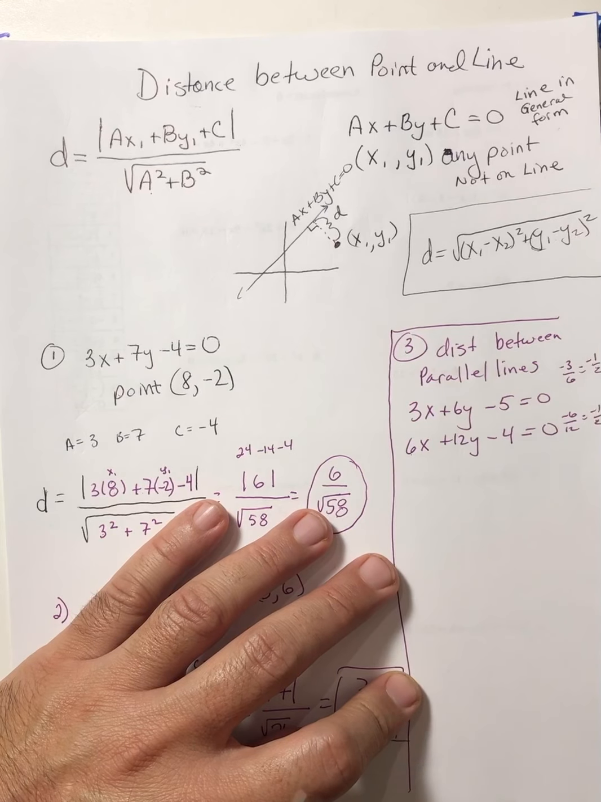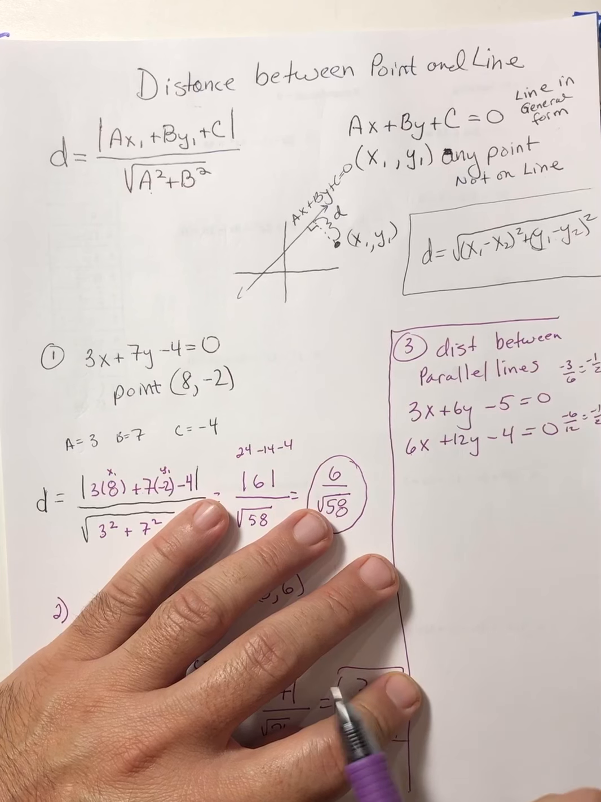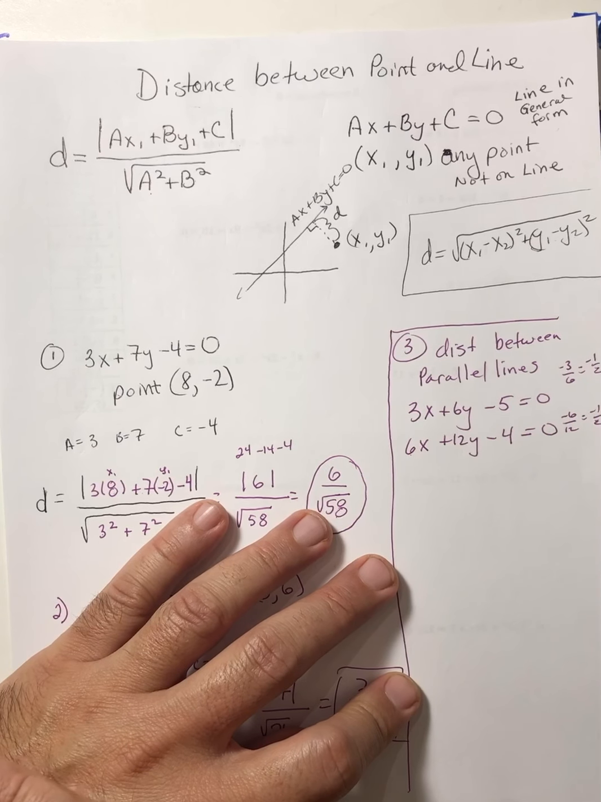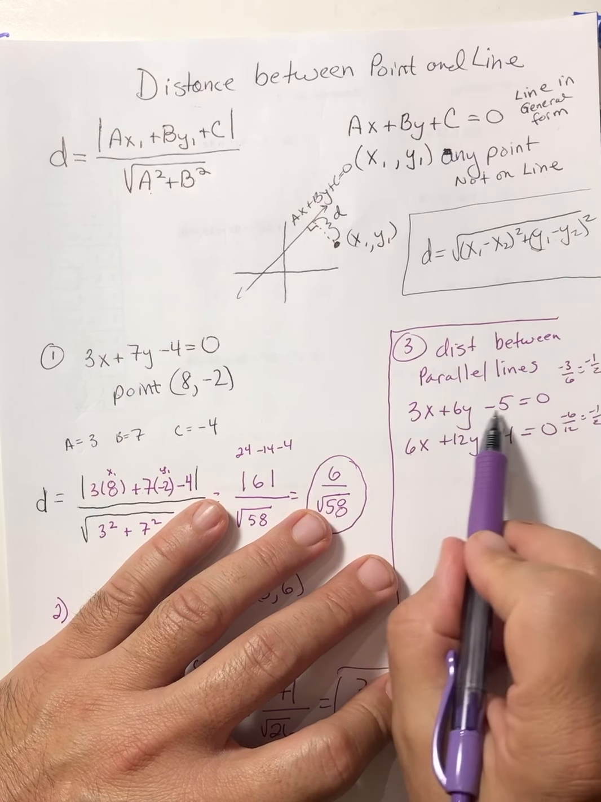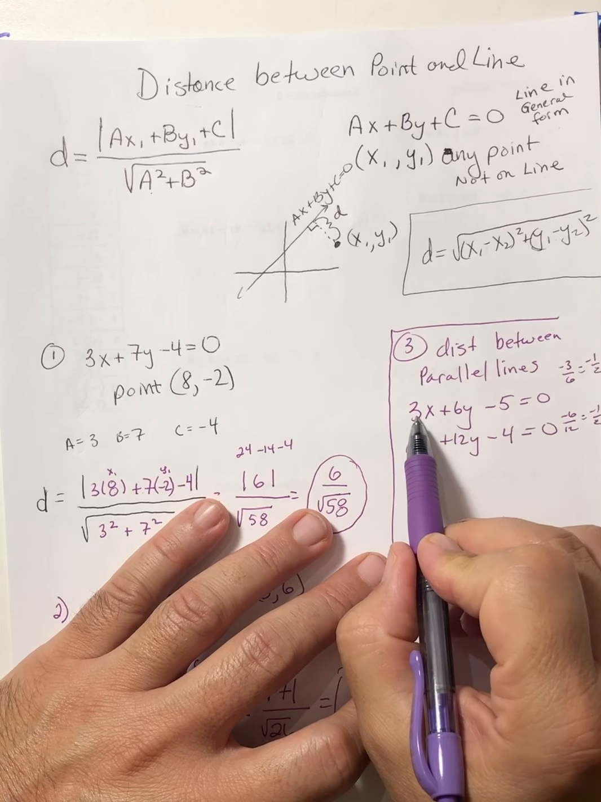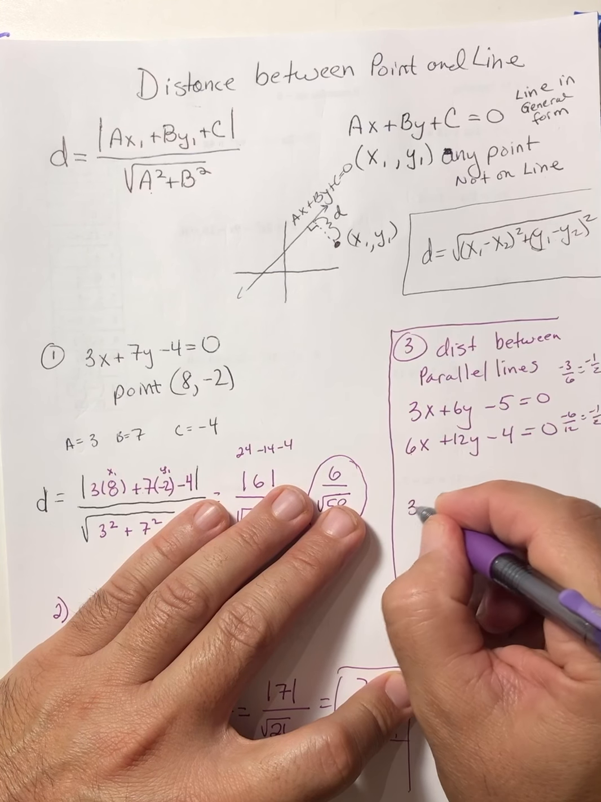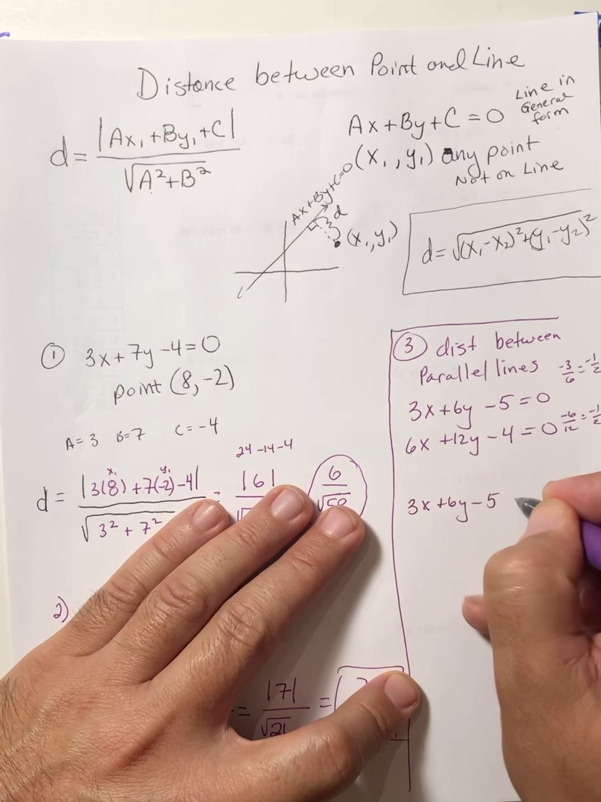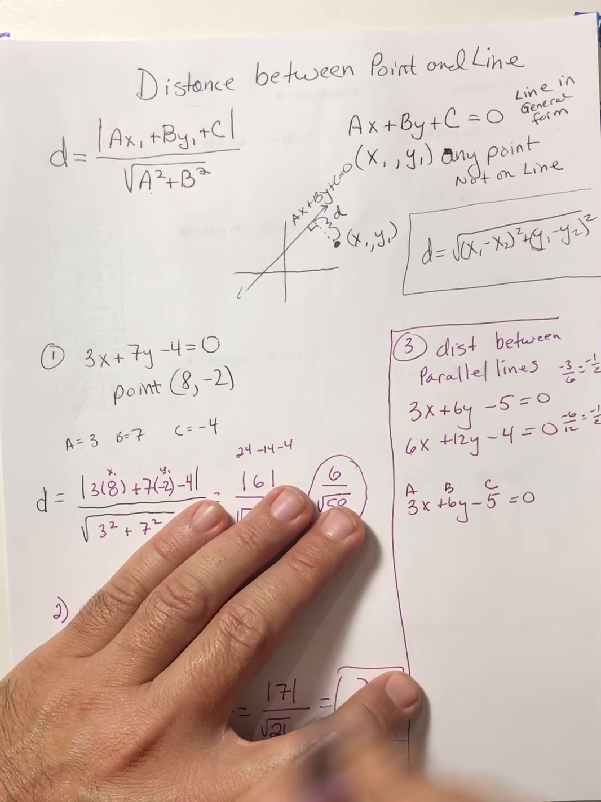Well, from one of these equations, you're going to get your a, b, and c. The other equation, what's the easiest point to get? That's right, the y-intercept. So I'm going to choose the top for my a, b, and c. It does not matter. So I'm going to use the top equation for my a, b, and c. I'm going to write that down. 3x plus 6y minus 5 equals 0. So we're going to use our a, b, c.